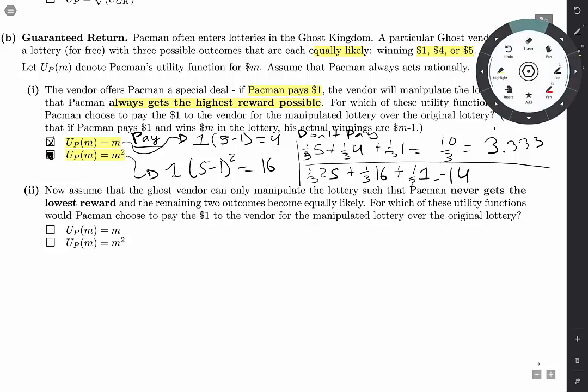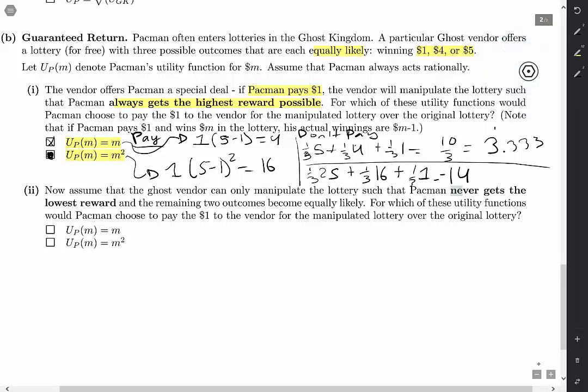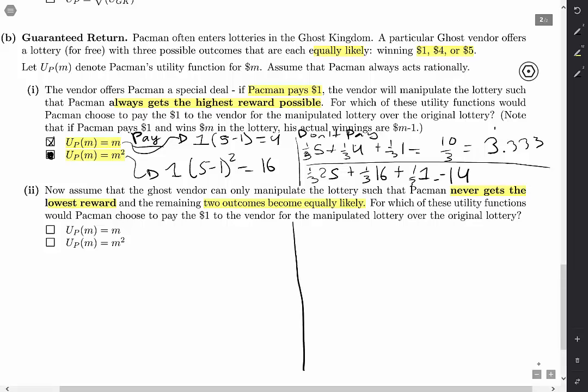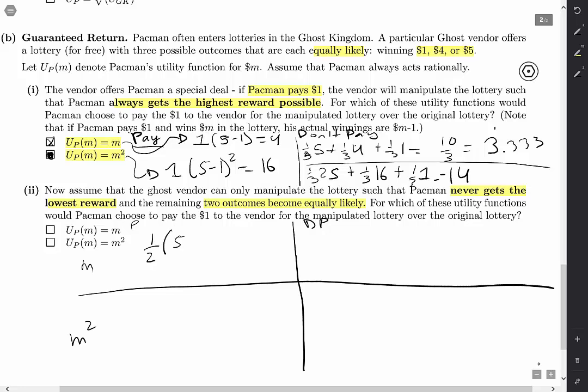Now, what happens if the deal is changed, and instead you can only guarantee that Pac-Man never gets the lowest reward, and the remaining outcomes become equally likely? So then we still have the same options, pay and don't pay, and m squared. So if you pay, then you have probability of 1/2 times 5 minus 1 plus probability of 1/2 times 4 minus 1. You can't get the 1 anymore, but you still have to pay. So this gives us 4 plus 3 halves, which is equal to 2 plus 1.5, which is equal to 3.5.